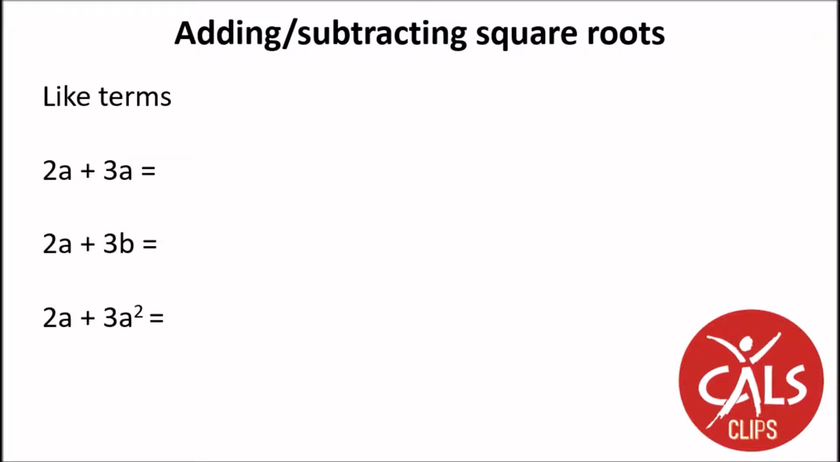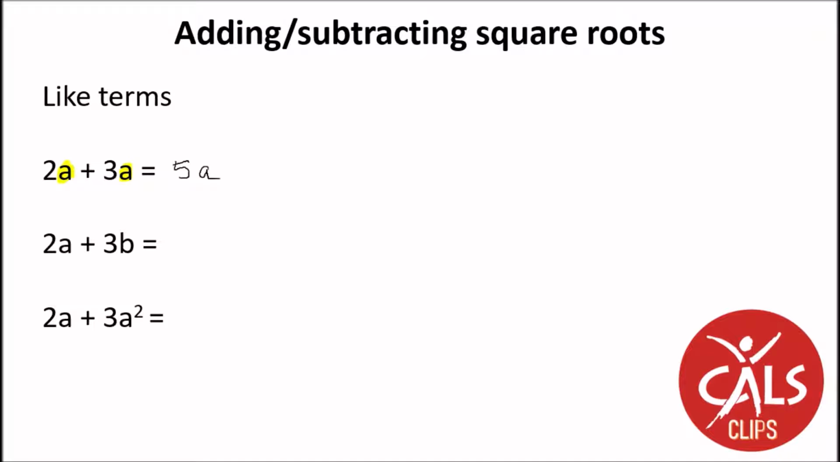If you take a look at these examples over here, you can see 2a plus 3a, and we know a and a are exactly the same, the letter a. That means they are like terms and you can add them. We can say 2 plus 3 is 5. So 2a plus 3a is 5a.